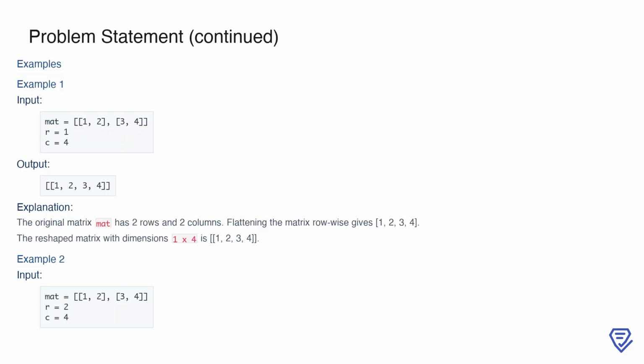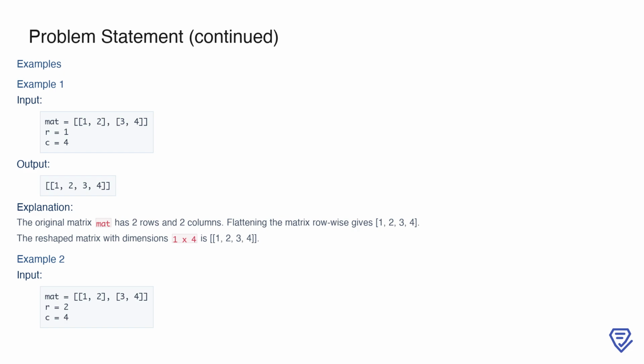To help clarify the problem, let's look at an example. Suppose the input matrix is [[1, 2], [3, 4]], and the desired dimensions are R equals 1 and C equals 4. The output would be [[1, 2, 3, 4]]. Here's why: the original matrix has 2 rows and 2 columns, and when we flatten it row-wise, we get a 1D array 1, 2, 3, 4. By reshaping this into a matrix with 1 row and 4 columns, the result is [[1, 2, 3, 4]].